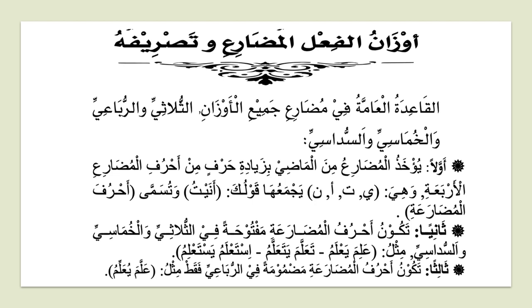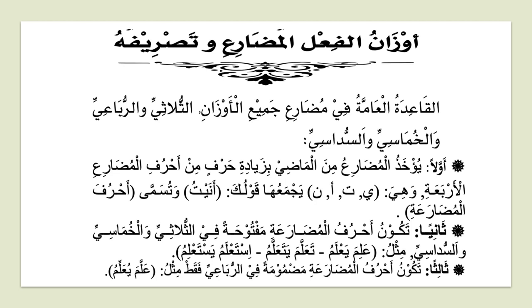So we'll go through the book, and then I'll explain what the author is saying. أوزان الفعل المضارع, the scales of the present tense and its conjugation, and his explanation. So he says القاعدة العامة. What we're going to take is a principle that will be for all of them, in the present tense of all of these scales: the 3, the 4, the 5 and 6. So some principles they will share and some will be for a specific scale.